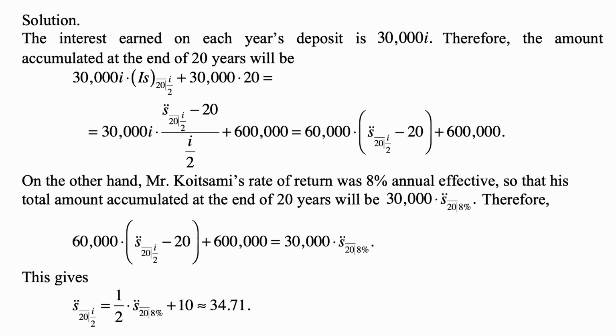On the other hand, Mr. Koitsami's rate of return was 8% annual effective, so that his total amount accumulated at the end of 20 years will be, well, his deposits form a level annuity of 30,000 over 20 years at 8%, and he makes them at the beginning of the year, so this is an accumulated value of an annuity due. So it's 30,000 times S double dot angle 20 at 8%. So the accumulated value has to be this, and the first value we calculated, we set them equal to each other, and this gives, well, if you look at it, the only unknown is S double dot angle 20 at I over 2, so we figure it out from it, and it's equal to 1/2 of S double dot angle 20 at 8% plus 10. Of course, S double dot angle 20 at 8% we can calculate using a financial calculator, and that's 34.71 approximately.